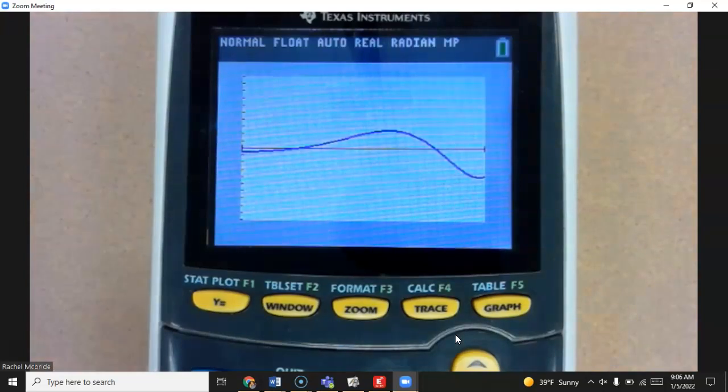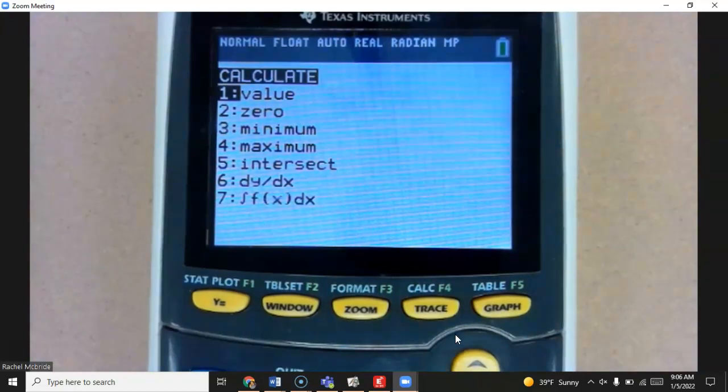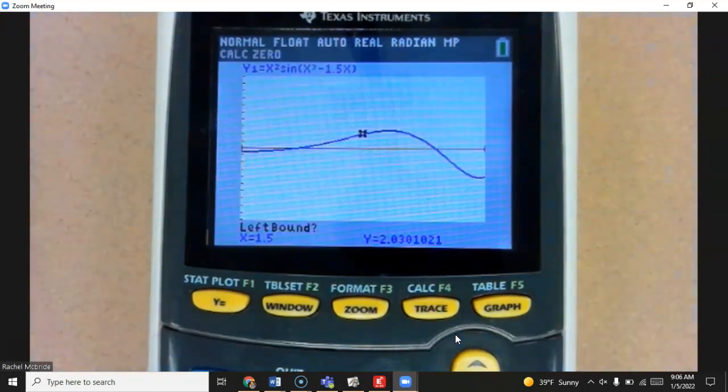So then it says, find any values of t in the interval when the bug is at rest. So to get those values, you do second trace, and then you go to number 2, which is zero. We have to do it twice. Yep, and you got to do it twice. So you got to go to the left and to the right.